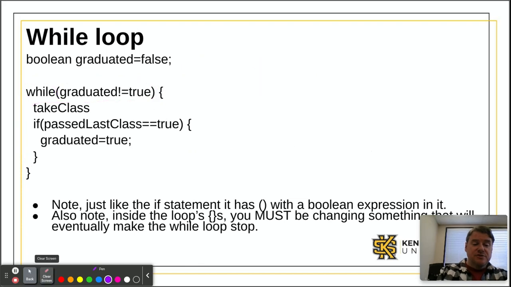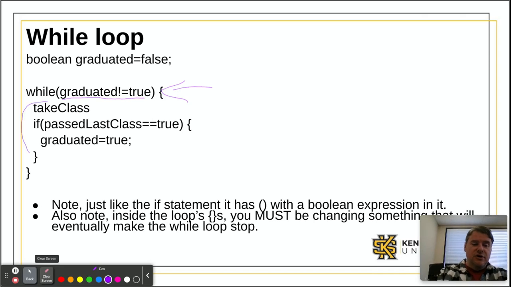All right, so the way this works is Boolean graduated is false. So when we get to this first line of code, it checks to make sure that what's in here is true. Well, false not equal to true is true. I know that's a bit confusing, but false is not the same as true. So therefore, the evaluation is true. So while this is true, we're going to keep doing the code that's within the curly braces.